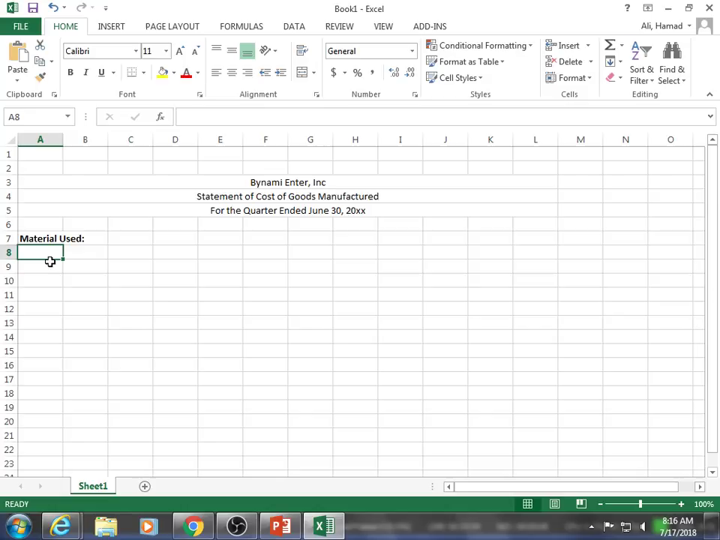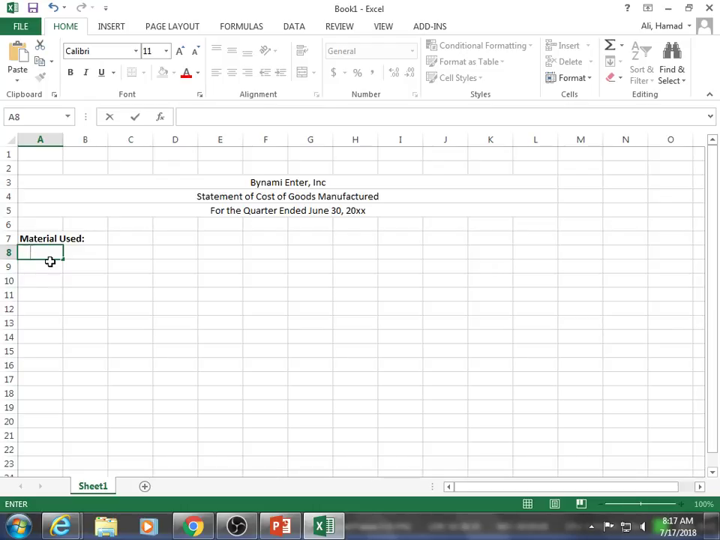Remember when we did cost of goods sold? We start with beginning inventory plus purchases equal available for sale, minus ending inventory equals cost of goods sold. Same thing here. We start with beginning inventory, raw material. So in this case, materials inventory for April 1st. How much was it? 510,500.